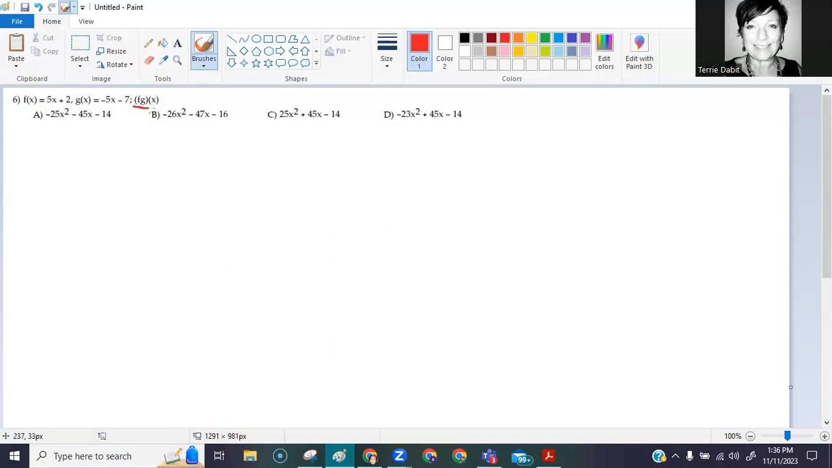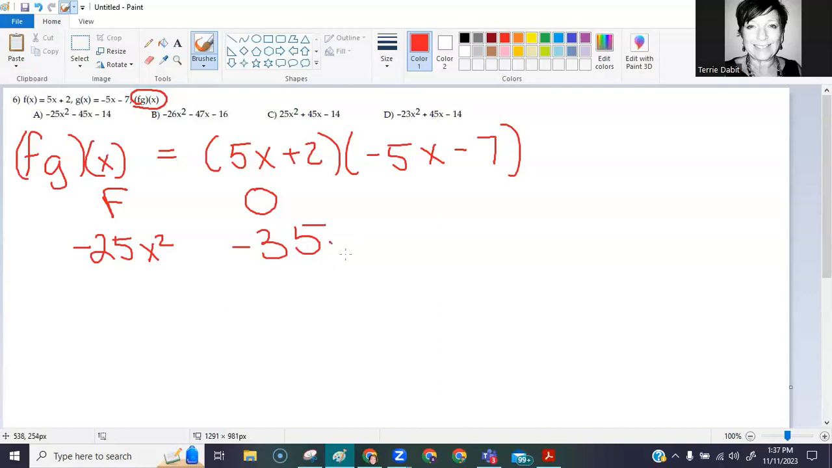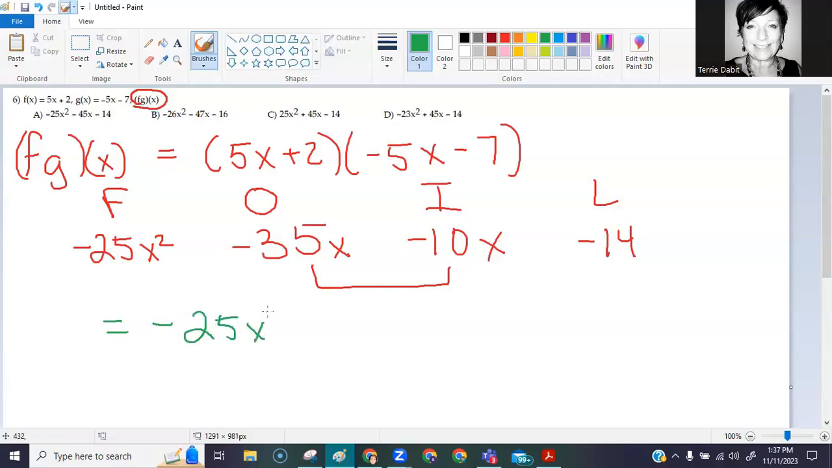In number 6, they are asking us to multiply the two functions together. They want f times g. So therefore, I have 5x plus 2 times negative 5x minus 7. I'm going to use FOIL for this. For F, I have negative 25x squared. For my O, my outside, I have minus 35x. For my inside, I have negative 10x. And then for my last, I have negative 14. And you will see that your O and your I go together. So your final answer would be negative 25x squared minus 45x minus 14.